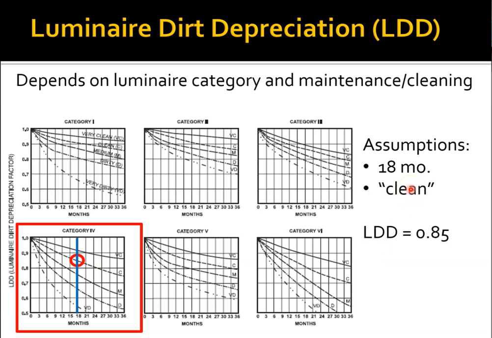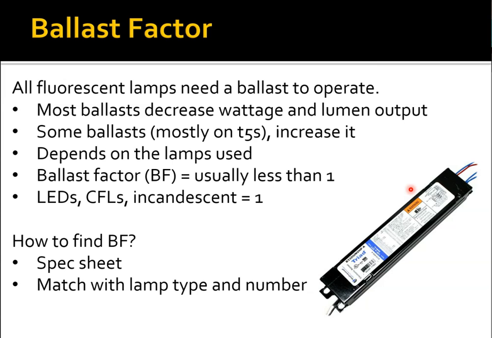Okay, so that's our LLD and LDD, or lamp lumen depreciation and luminaire dirt depreciation. So finally, we're going to do our ballast factor. A ballast factor is a property of the ballast in the lamps. And so remember, all fluorescents need a ballast to operate. Almost all ballasts are going to decrease the wattage. Maybe we haven't gone over this, so we'll take a quick step back. All fluorescent lamps need a ballast to operate.